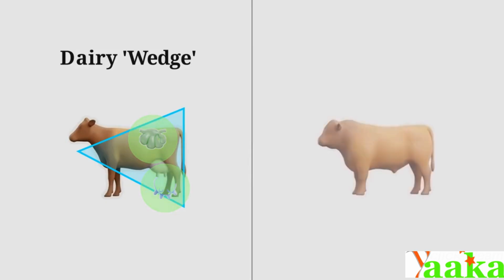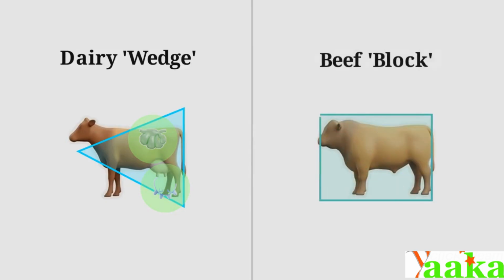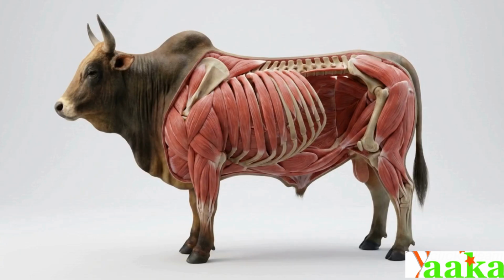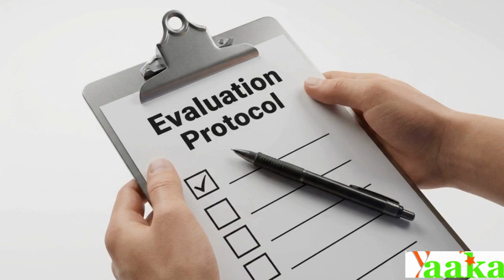By contrast, this diagram illustrates the block shape, which is the standard for beef production. The frame maintains a uniform depth and width from shoulder to rump. The block shape indicates uniform muscle distribution across the skeleton, optimizing the volume of harvestable meat. Once the overarching geometric shape is established, we analyze specific appearance indicators.